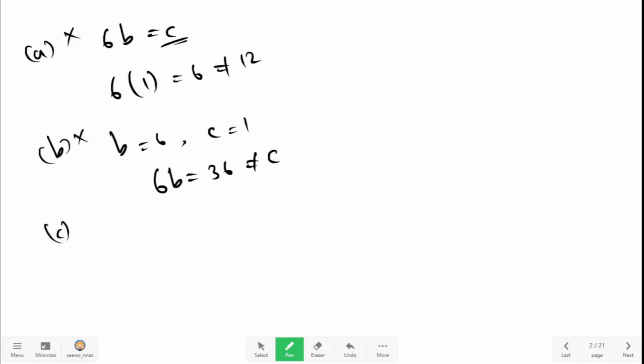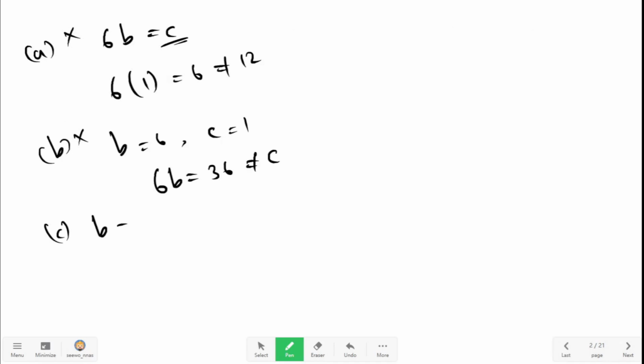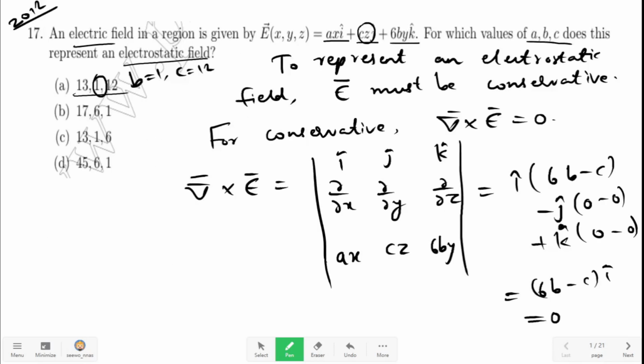Option C, we have B is equal to 1, C equal to 6, 6B is equal to 6, which means this is equal to C. So option C satisfies the condition 6B is equal to C. Therefore option C is the correct answer here.